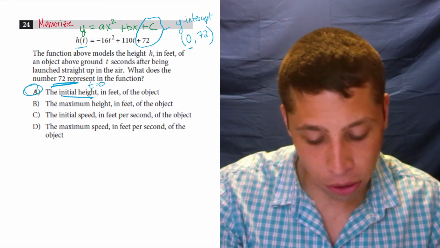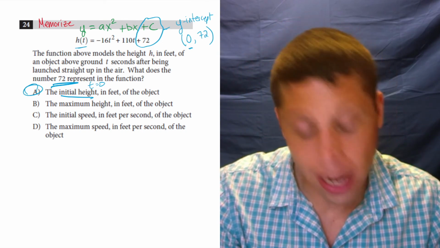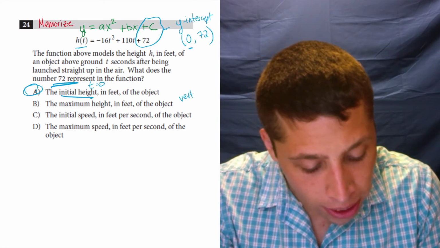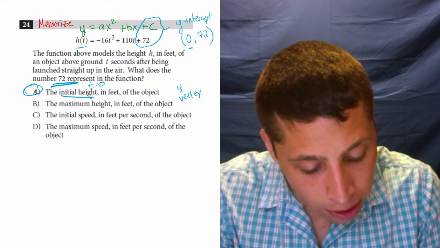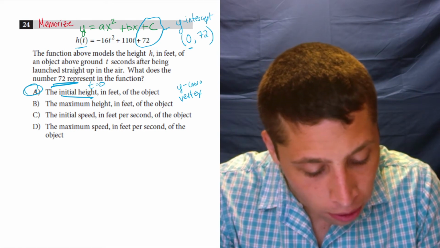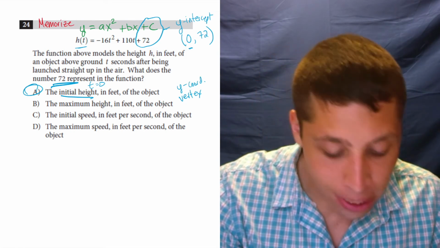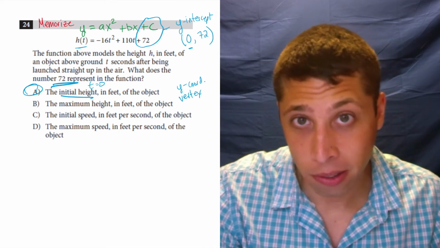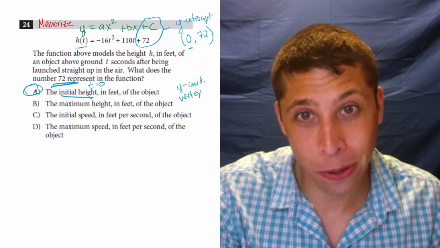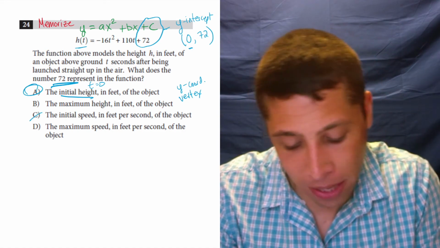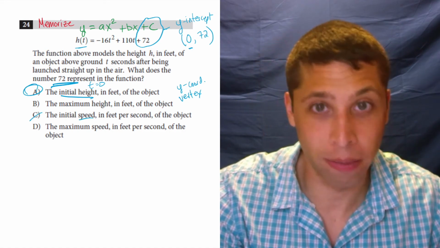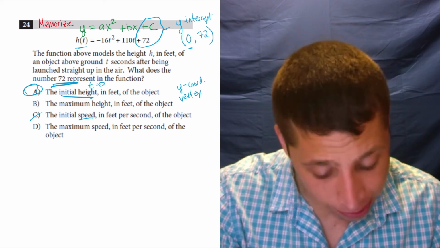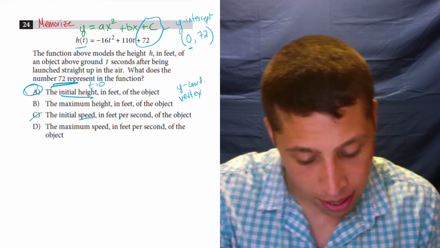Let's look at the others though. The maximum height in feet of the object. This would be the vertex, or more accurately, the y-coordinate of the vertex. The initial speed in feet per second. Speed is not part of this. There's some calculus we can do to figure that kind of stuff out, but speed is not part of this story, right? It's height and it's time. And the maximum speed in feet per second, again, that's not part of it.